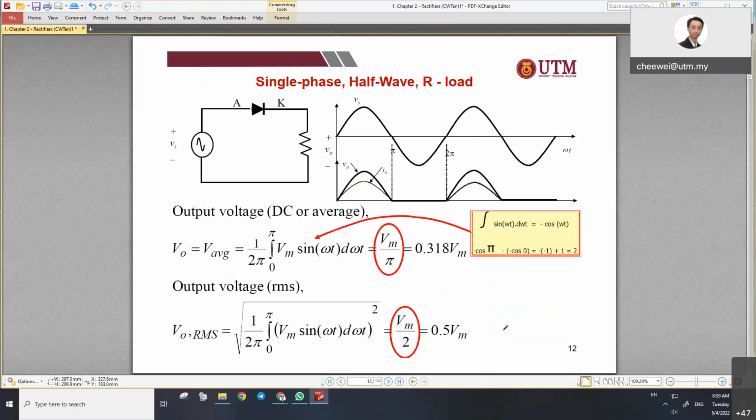Okay, find the circuit. So where's the circuit? Oh, okay, the circuit is here. On the top left, that is a single phase half wave R load only. R load, can you tell me where's the source? Where is the power device and where is the load?